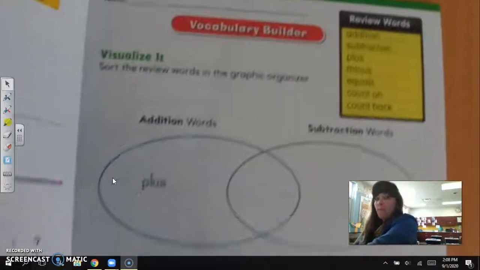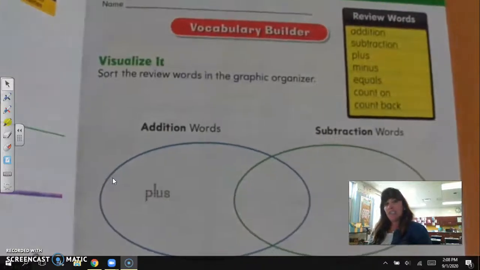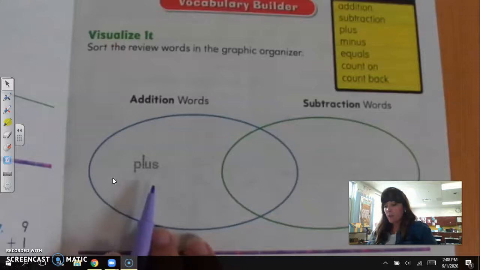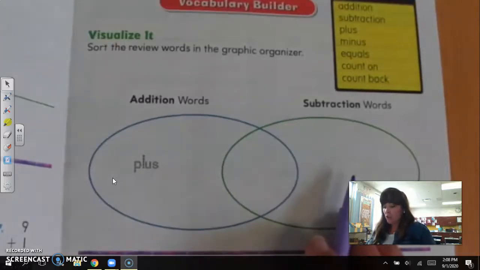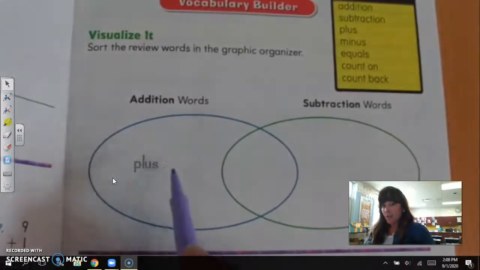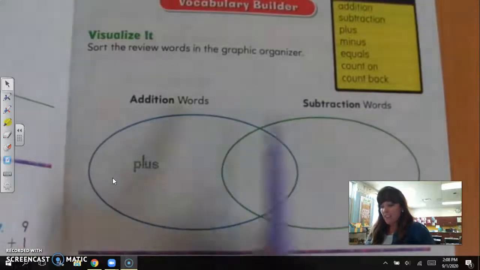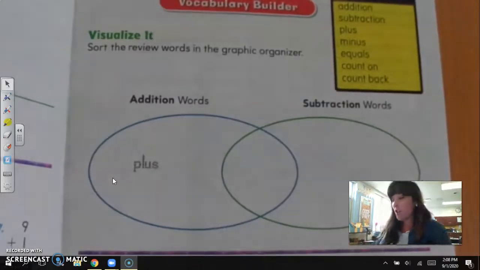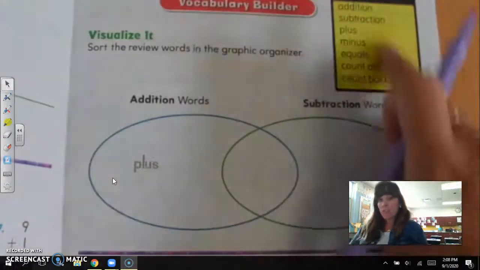All right, let's go to the next page, to the vocabulary builder. It says visualize it. Sort the review words in the graphic organizer. So over here we're going to put addition words. Here's subtraction words. And in the middle here is what words that are going to go for both addition and subtraction. Does anyone remember, I bet you learned it last year, what kind of chart this is? A Venn diagram. If you said it, give yourself a pat on the back. Good job. This is a Venn diagram.